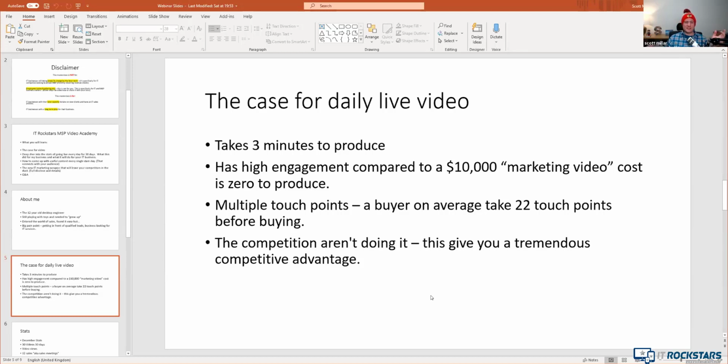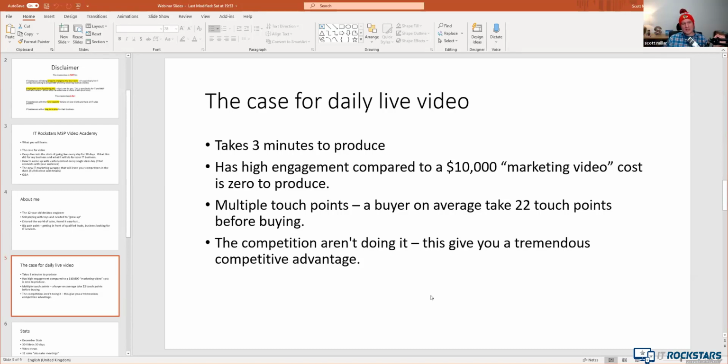The other point with touch points is that not the whole market is ready to buy now, today. So they might see that highly produced marketing video, but they're not ready to buy. They're not ready to speak to you about IT services. However, if you're going live to camera over a 30-day period, you're going to get a bigger segment of that market. Not ready to buy today, in 30 days from now, or sometime in between, there's a good chance that they're going to take note of what you're saying to camera.